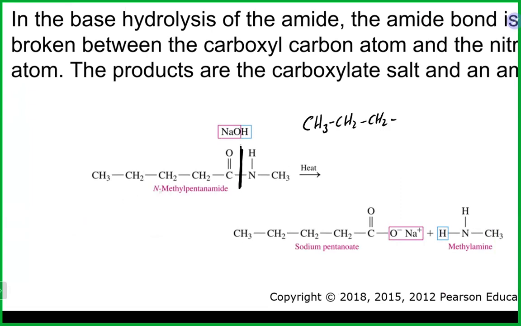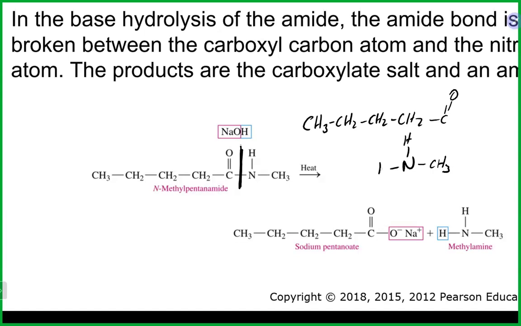If I count up how many carbons I got there, one more, I think. There we go. And the other part is going to be the other side of it. I'll just go below it here. In this case, I'm doing the base hydrolysis, which means I don't get the acid back, but I get the base back completed.